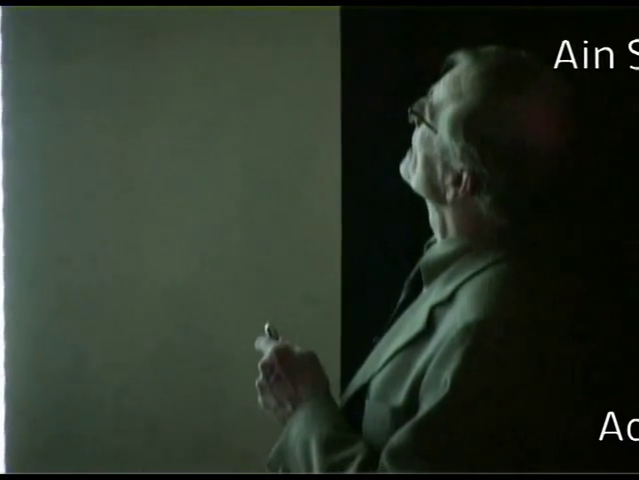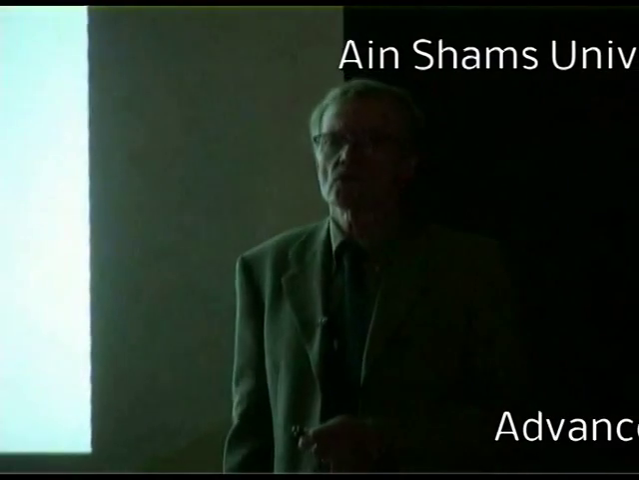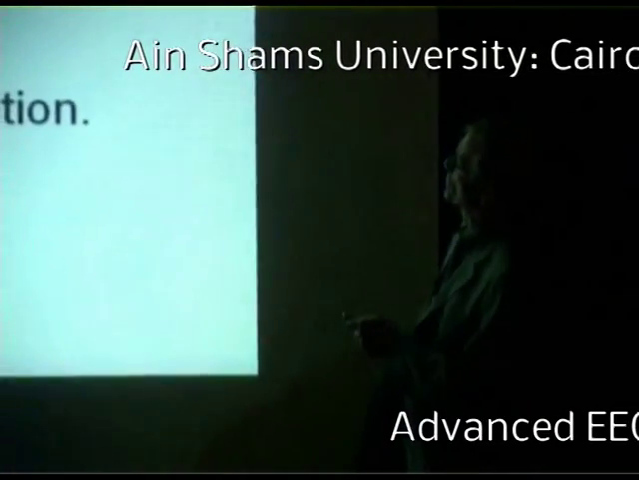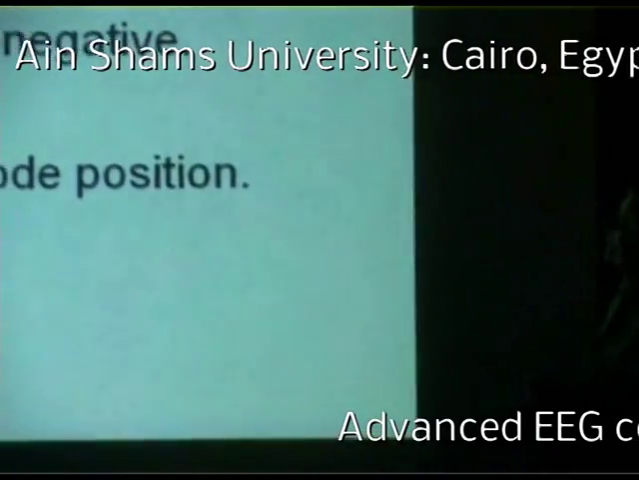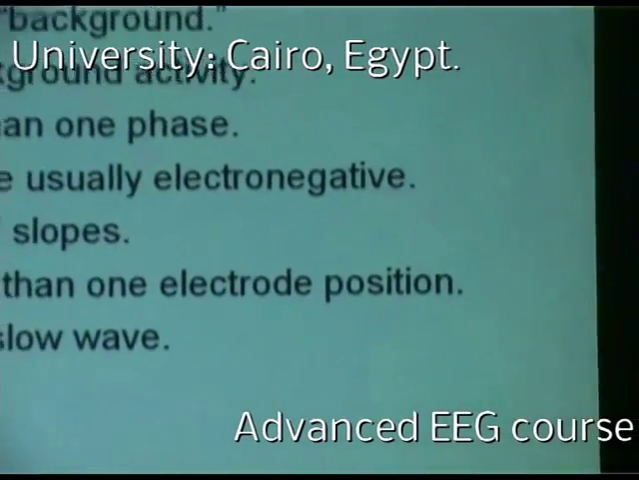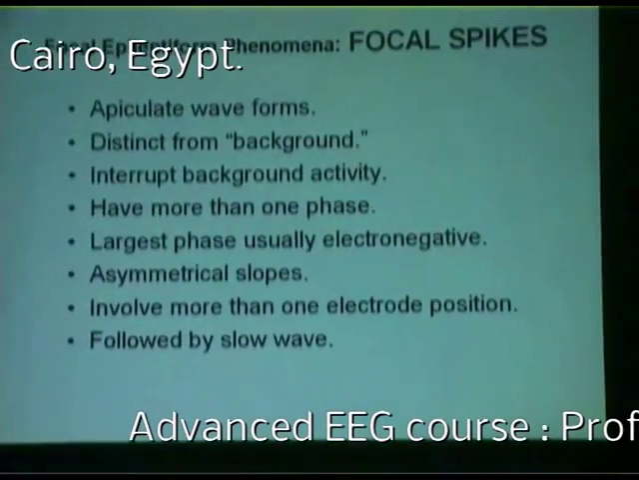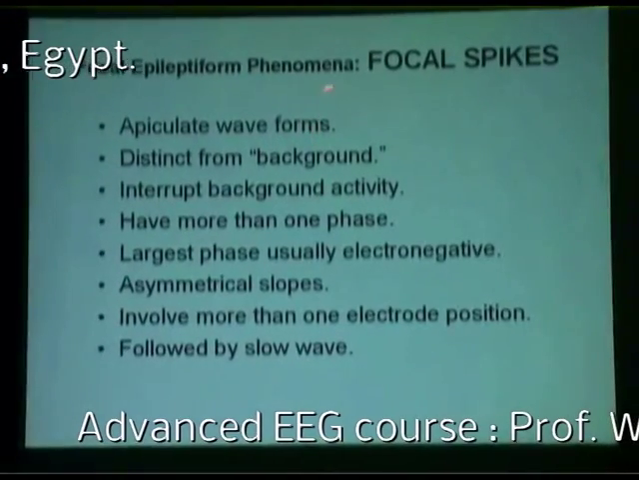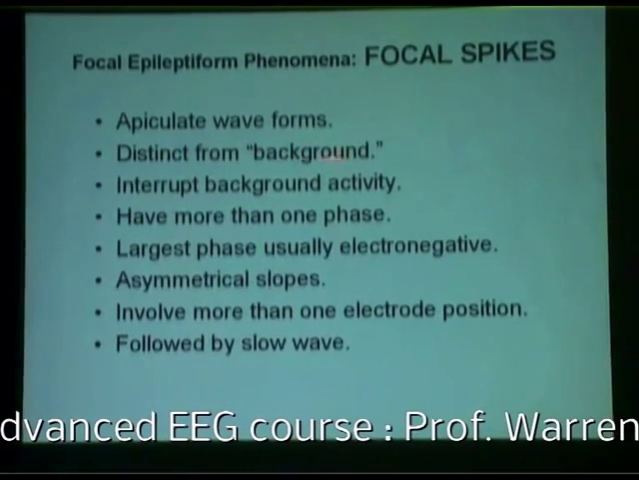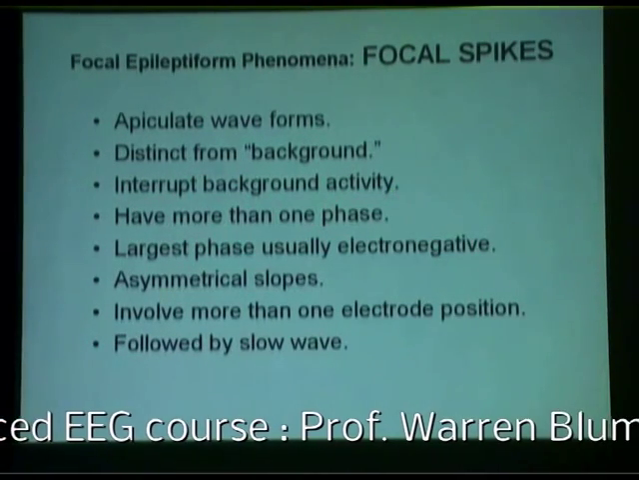Focal spikes are so difficult to identify sometimes. And you see only in talks the easy ones, but not the more difficult ones. Certainly the waveforms are sharply contoured to start with. That's number one. But there's a lot of background waveforms which are sharply contoured. So therefore, these spikes have to be distinct from the background activity, and they must interrupt the background activity.